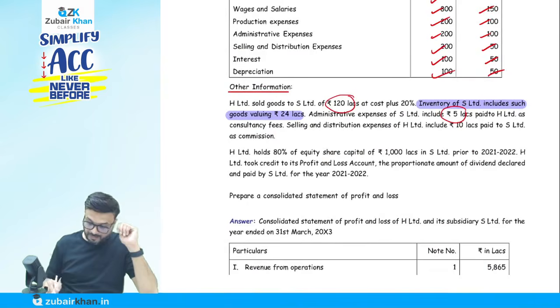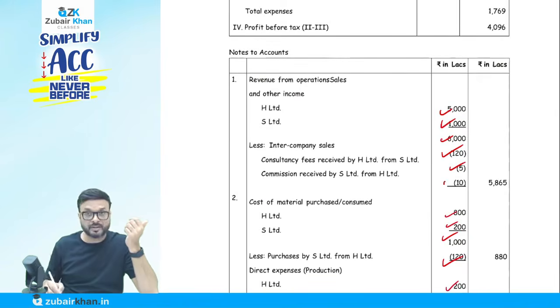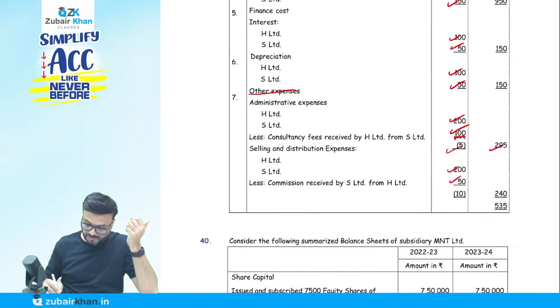Then the selling and distribution expense of H Limited includes rupees 10 lakh paid to S Limited as commission. So again, it's a mutual item. We will deduct 10 from this income, and here we will deduct the 10. Here it will come 240.